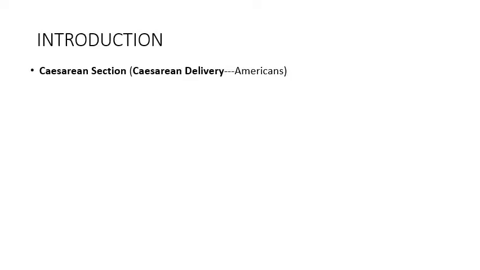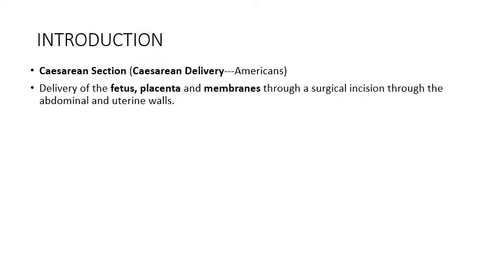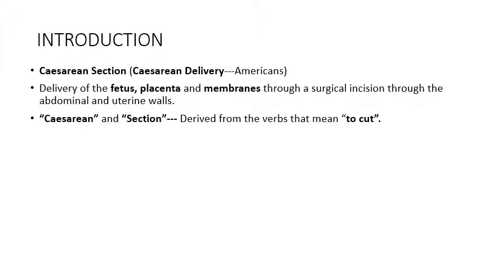So Caesarean delivery is the delivery of the fetus, placenta, and membranes through a surgical incision made through the abdominal and uterine walls. Simply put. Caesarean section is derived from a verb that means to cut. Thus, the phrase Caesarean section is a tautology, so the correct term should be Caesarean delivery. So if your examiner asks you to talk about Caesarean section, say, "Sir, it's Caesarean delivery."